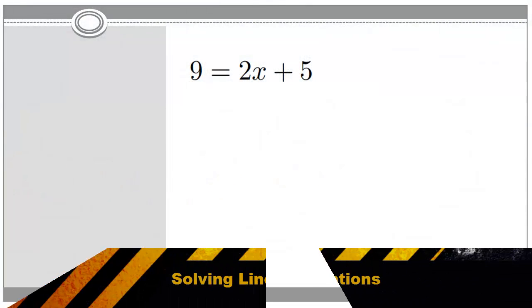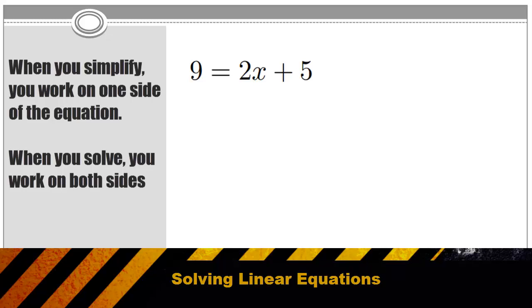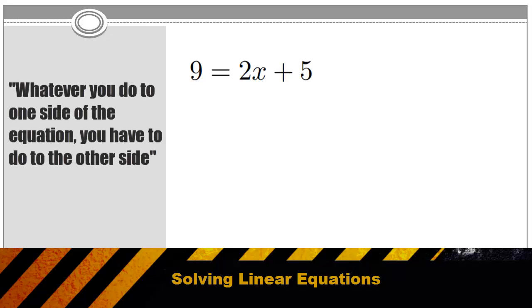In our last video we talked about simplifying expressions, which is a little bit different than actually solving an equation. When you're simplifying an expression, you're only applying math operations to either one side of the equal sign or in a situation where there actually is no equal sign. When you're solving equations, however, whatever math operations you do to one side of the equation, you have to do to the other. The end goal of solving an equation is to get some variable, usually x or y, by itself.